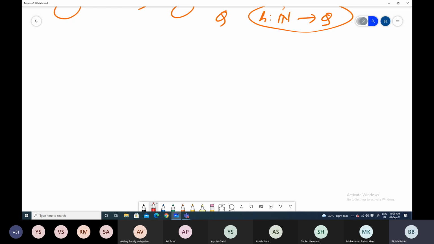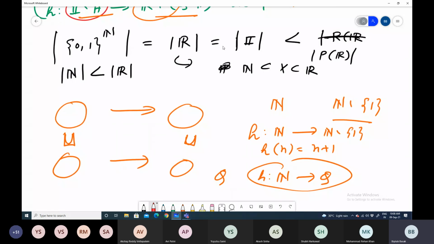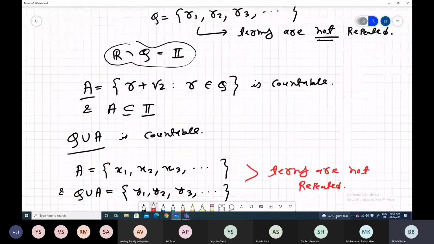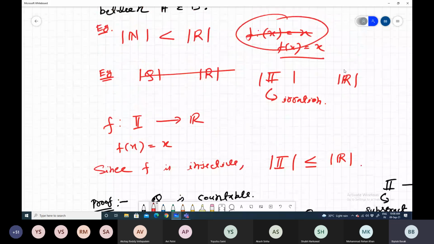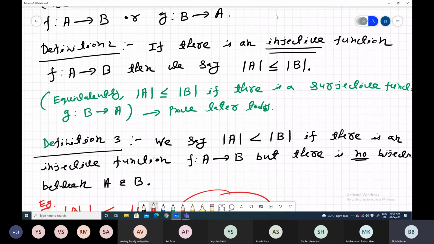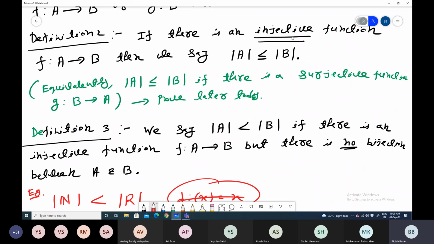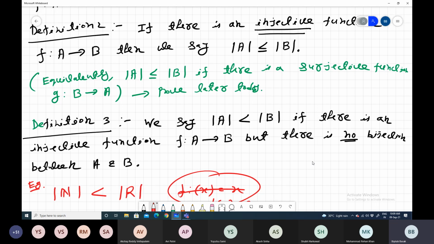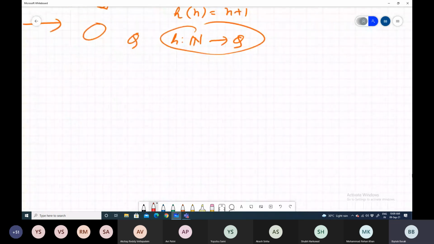So in the green color I mentioned when I defined this one, those two are equivalent. Now we will prove it. So if there is an injective function from A to B, this is equivalent to saying that there is a surjective function from B to A. Both these two are equivalent. So now we will prove that.